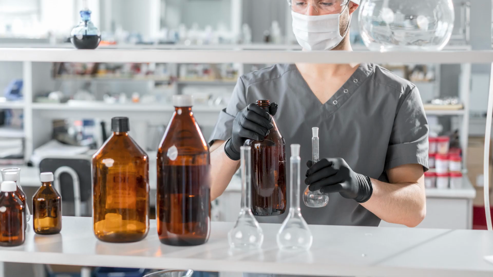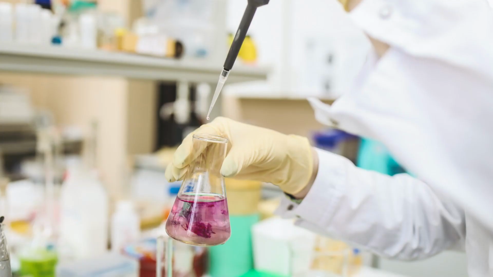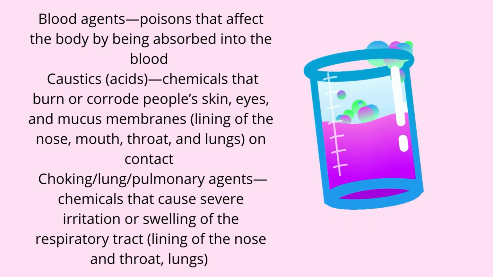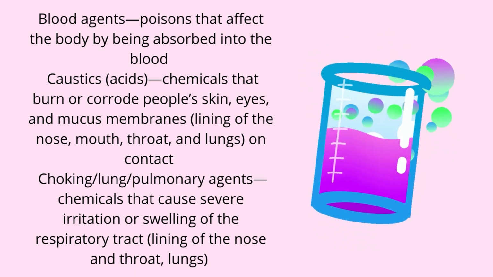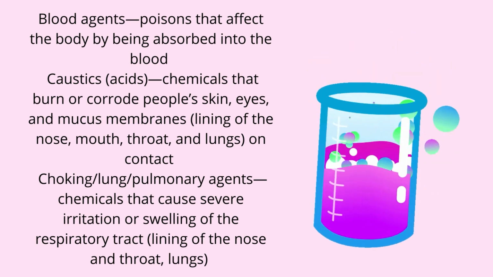What are the types and categories of hazardous chemicals in the industries? They may be biotoxins, poisons that come from plants or animals; blister agents or vesicants, which are chemicals that severely blister the eyes, respiratory tract, and the skin on contact. Then there can be blood agents, poisons that affect the body by being absorbed into the blood, or they may be the famous caustics or acids that burn or corrode the person's skin, eyes and mucous membranes.